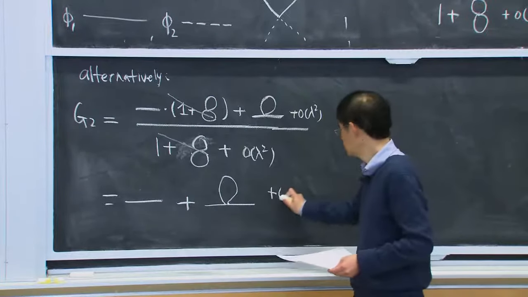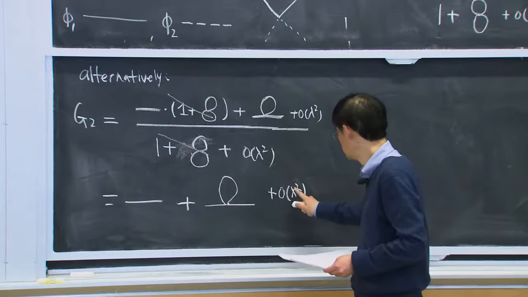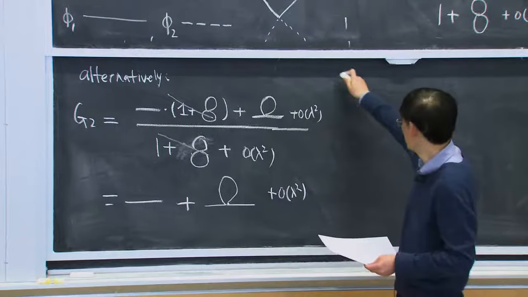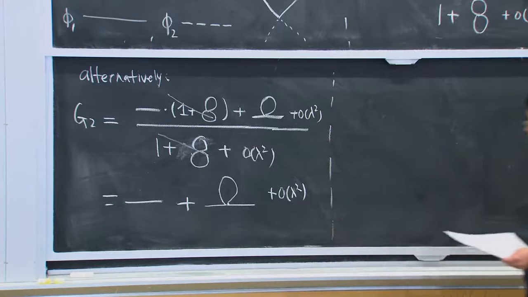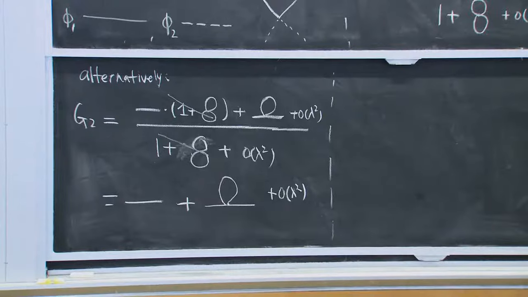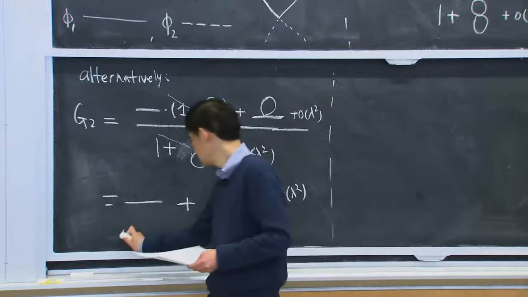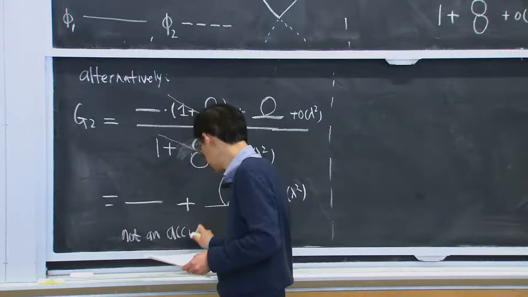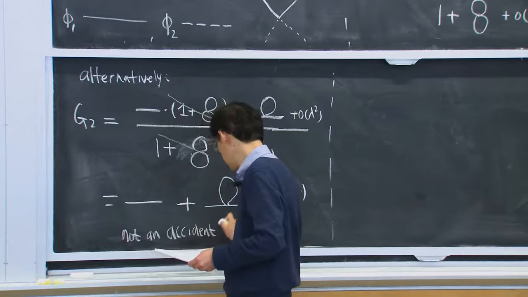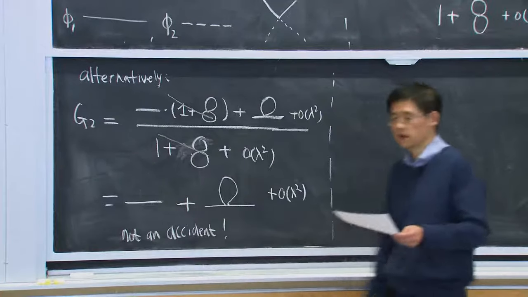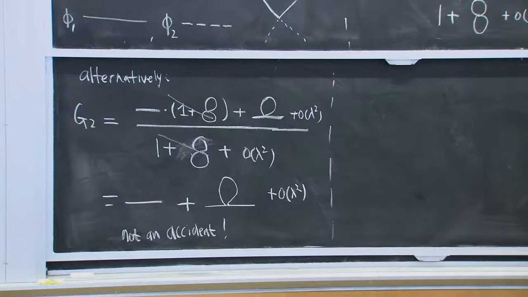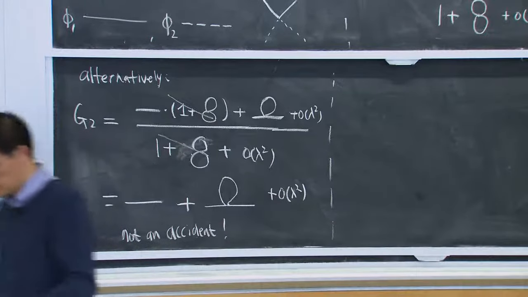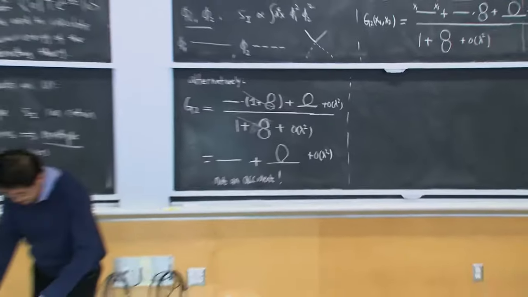The reason I'm doing this in these two different ways is that this cancellation is actually not an accident, okay? Such cancellation actually happens to all orders. This happens to all orders. So you can actually show this.